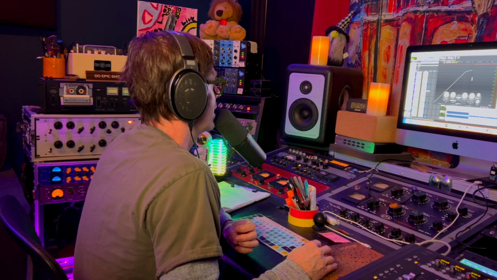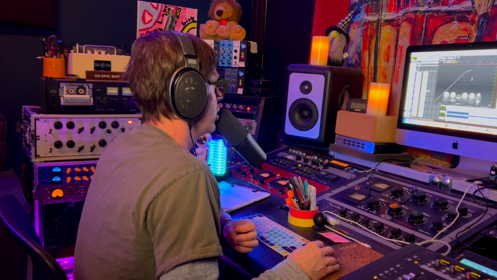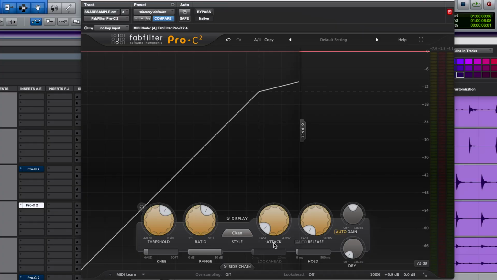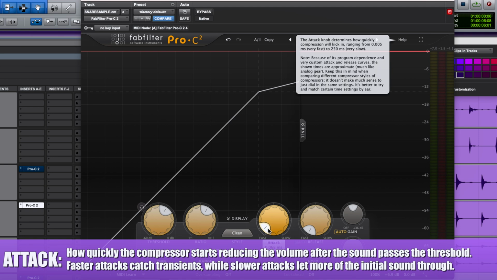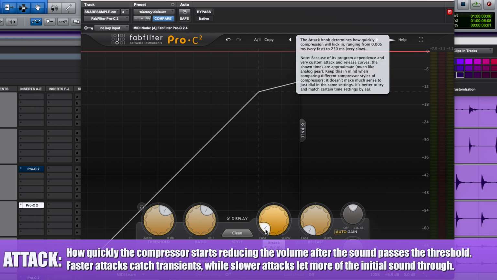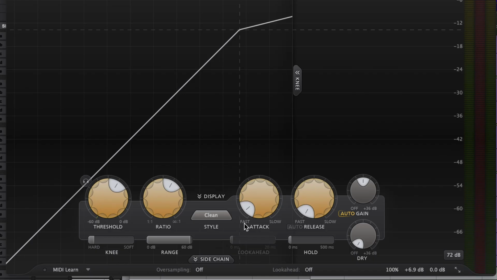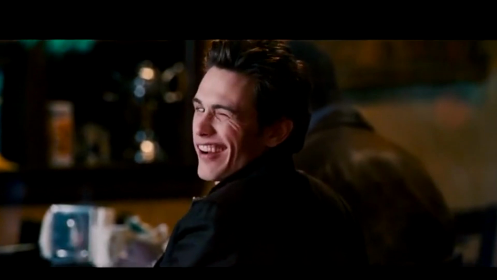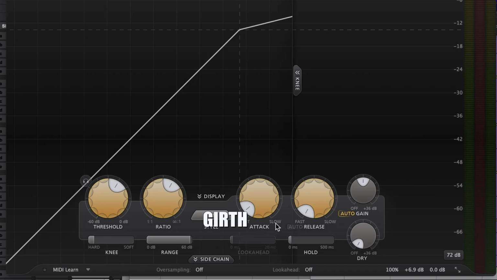So now that we've discussed what the threshold and the ratio mean, we go to our first coloring knob here, really, the attack. The attack is going to tell the compressor, once the sound source gets above this threshold, how fast do we want you to kick in? But we can think of it like this. Replace fast with the word girth and replace slow with the word punch.